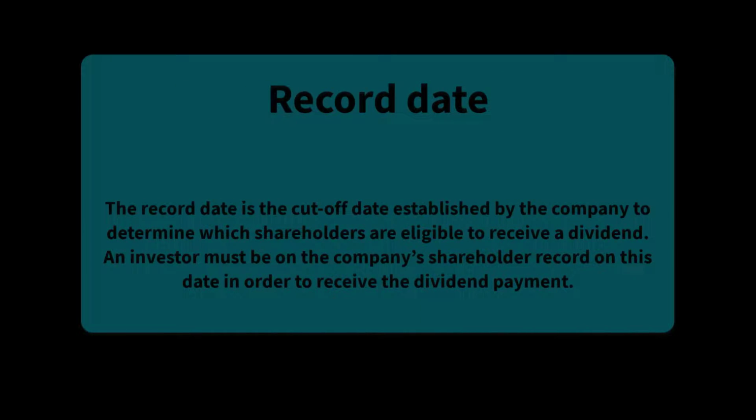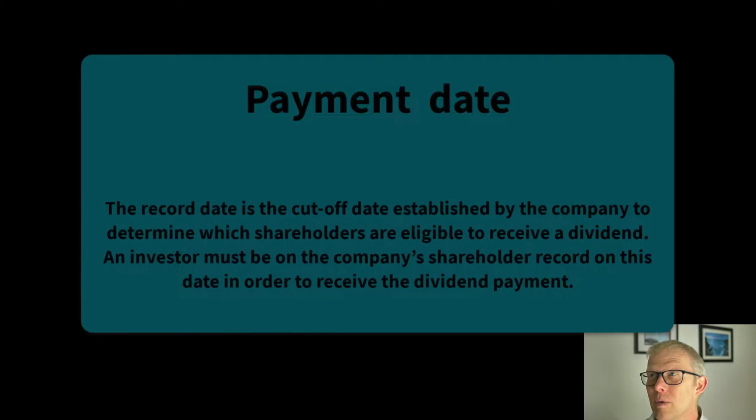So what is the record date? The record date is when shareholders are registered on the company's record, and that means they will be paid a dividend. Probably the one that I like to know is, when am I actually going to get paid? And that is the payment date. That is normally when you will see that cash come into your brokerage account.